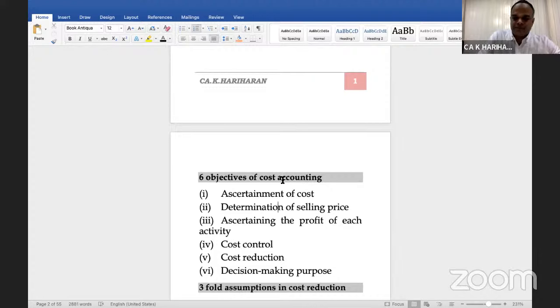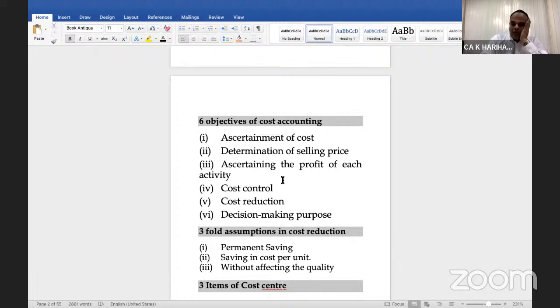The first question: Objectives of financial management. Six objectives of financial management. The question I have coined by way of remembrance techniques with the numbers.